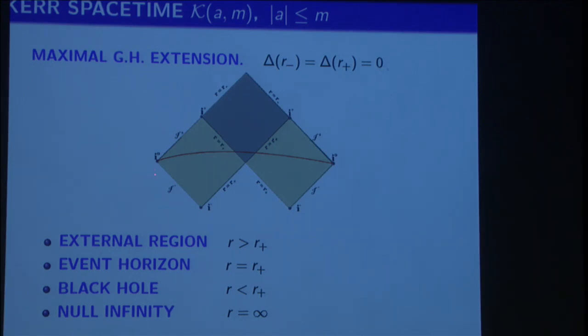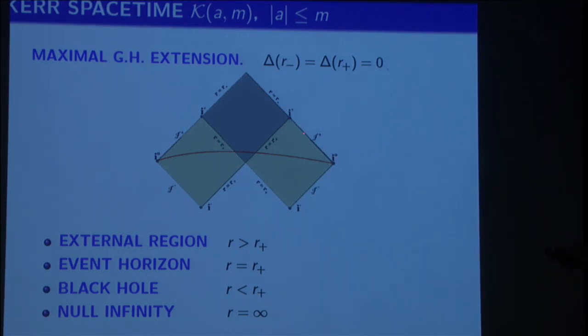in which, so here is how you represent it. There are two values of R. The important thing here, R plays a very important role in this picture. So there is a value of R which corresponds to delta of R equal to 0. That's the minimal root of delta. Remember, delta is R squared plus A squared minus 2mR. The second, R plus, which is here. So R minus represents this line here in this picture. R plus represents this one.